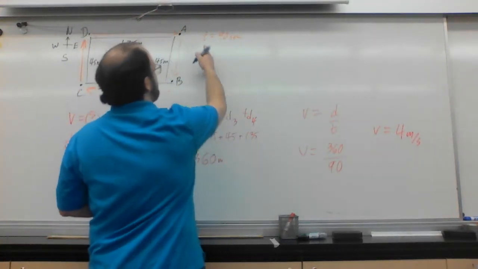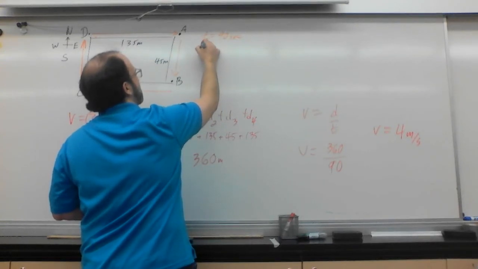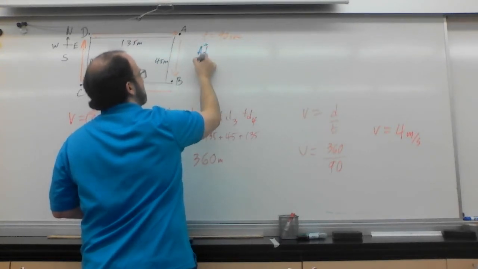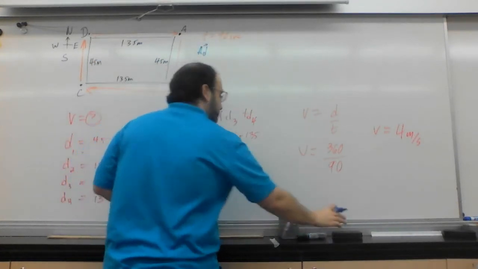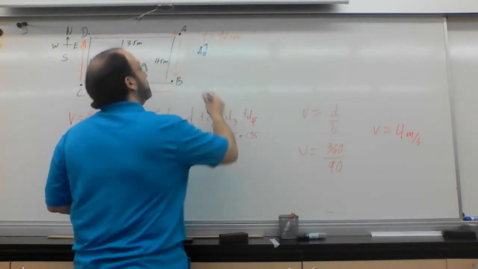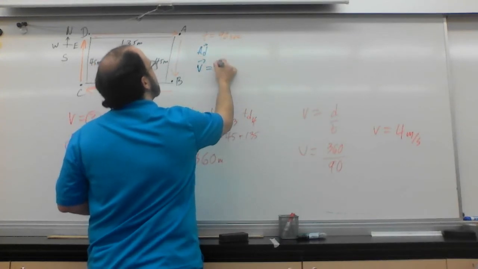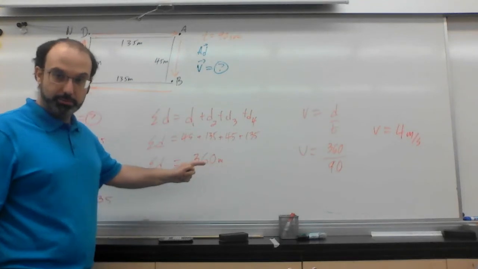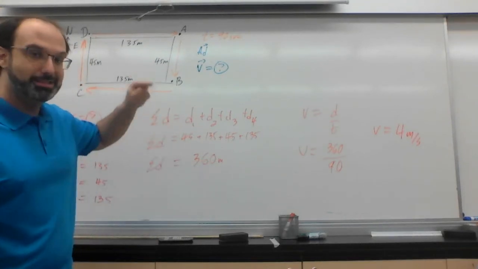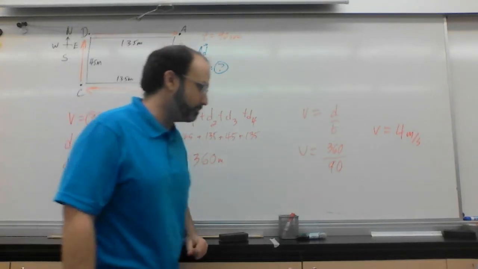Okay, well, time is 90, of course. We're going to need the displacement, and we got the time, and we're going to need to find the velocity. So velocity is our question mark. Okay. Well, as we saw down here, first we got to get the displacement, then we can find the velocity. Okay, so let's find the displacement.